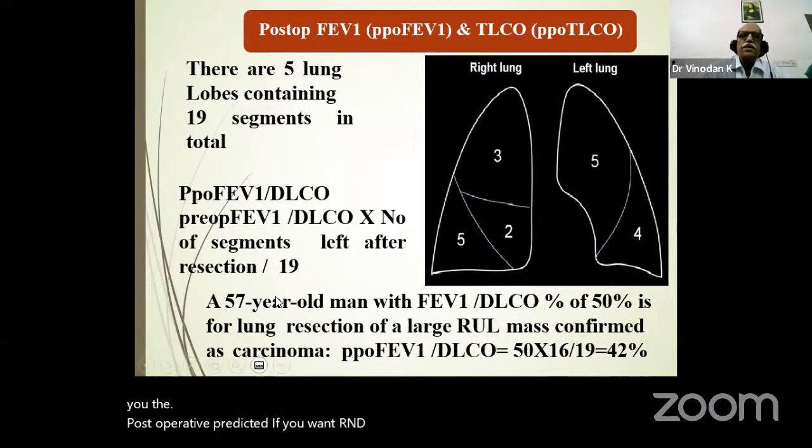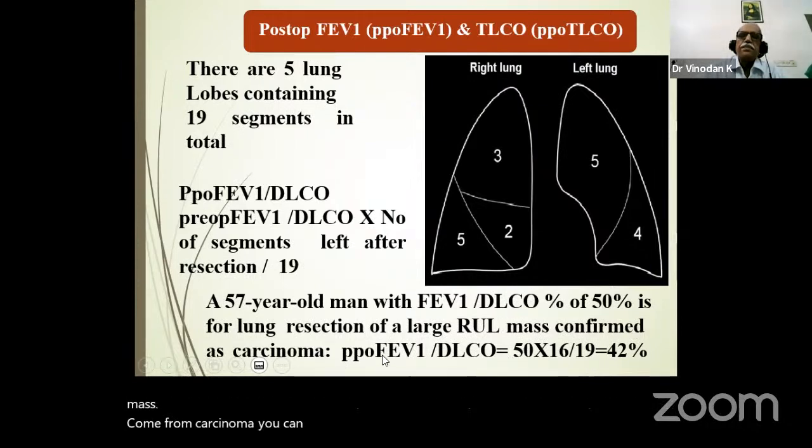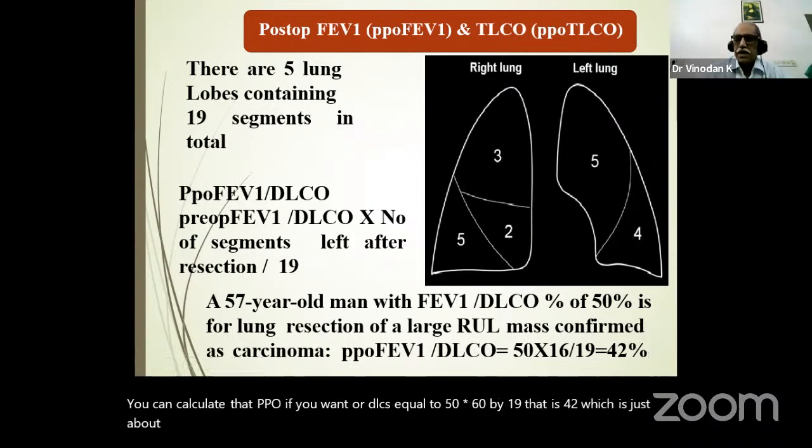So take a 57-year-old man with FEV1 and DLCO both at 50%, let's say, coming for lung resection for a large right upper lobe mass confirmed as carcinoma. You can calculate that PPO FEV1 or DLCO is equal to 50 into 16 by 19, that is 42%, which is just above the mark where you will start refusing lobectomy.